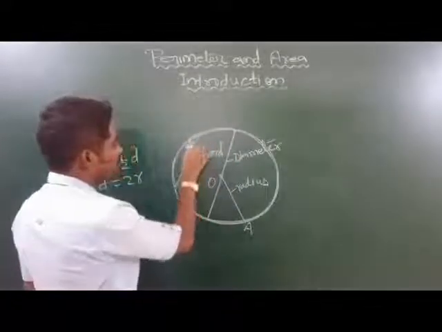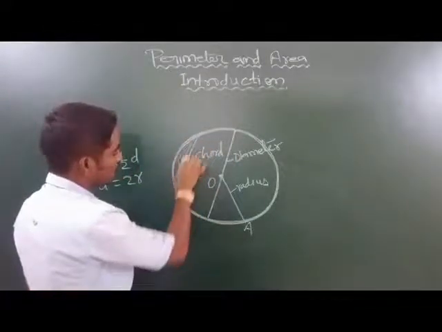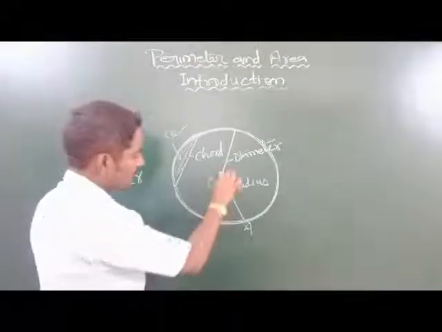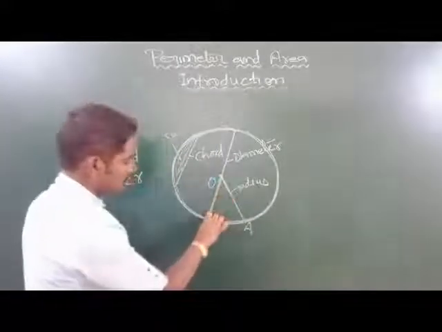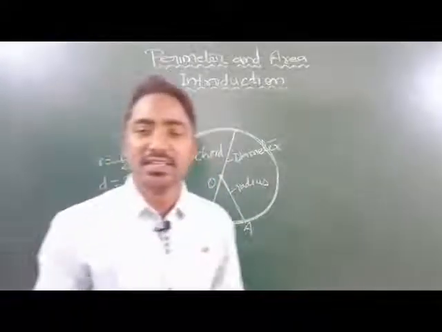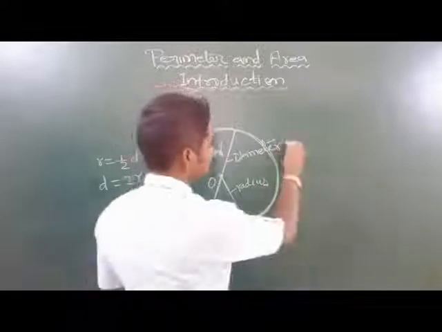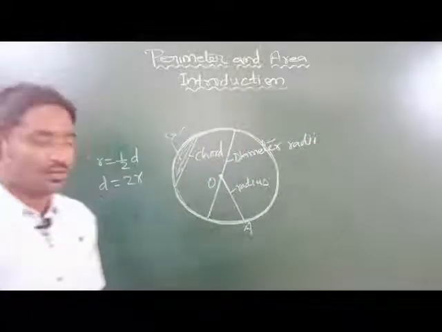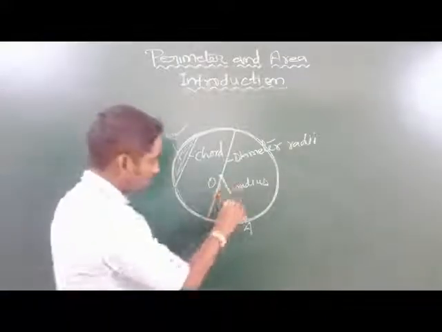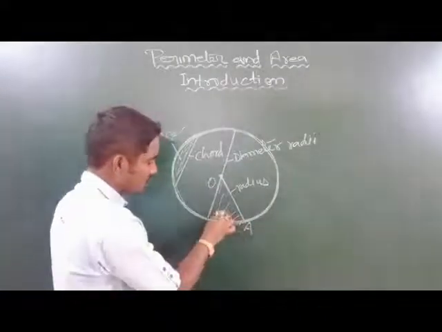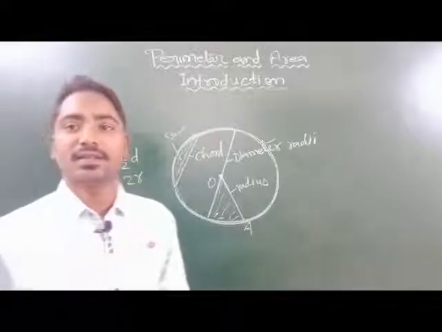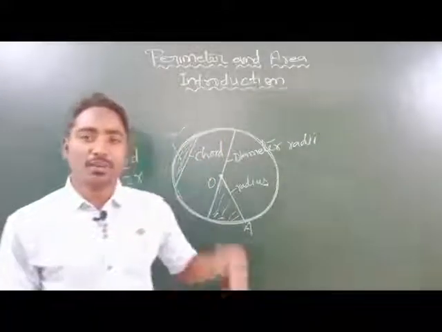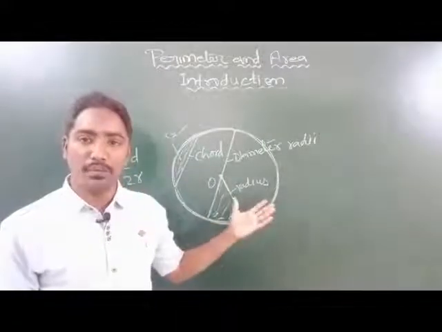Okay, this portion enclosed by this chord is known as a segment. This portion enclosed by two radii (the plural of radius is radii, R-A-D-I-I) is known as a sector.